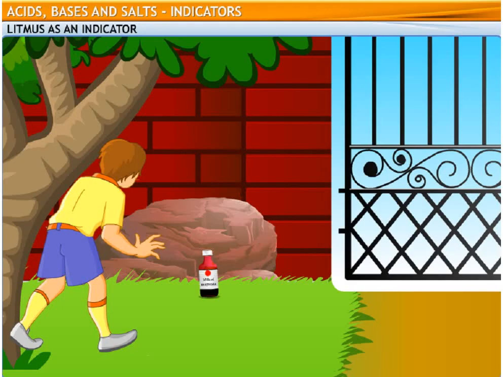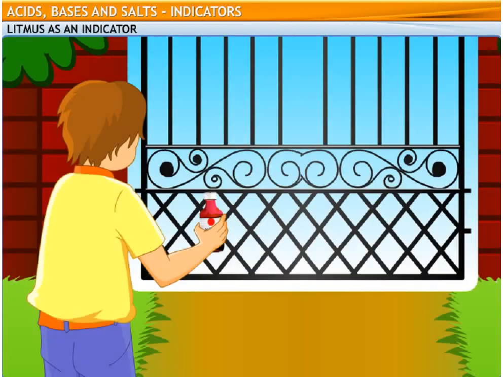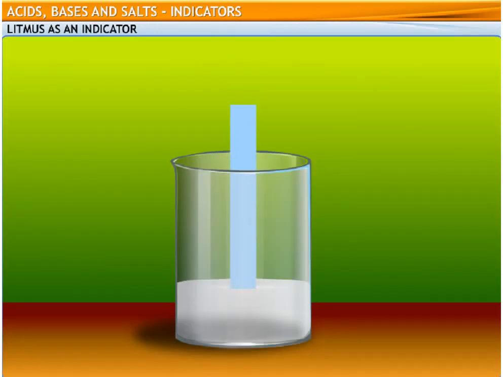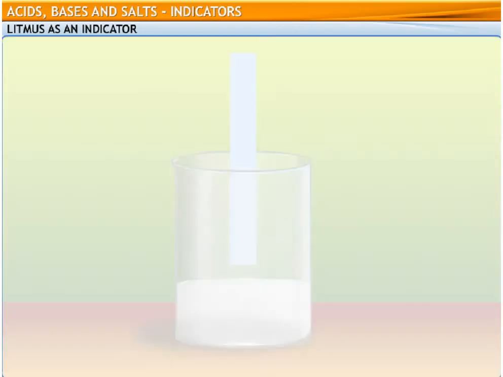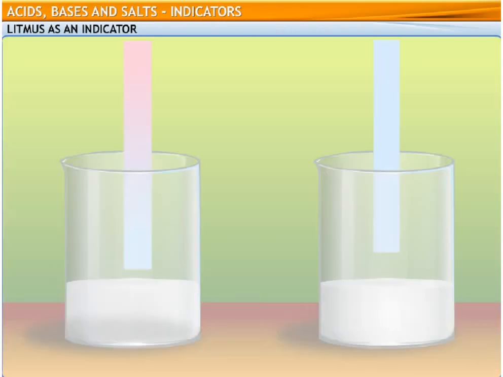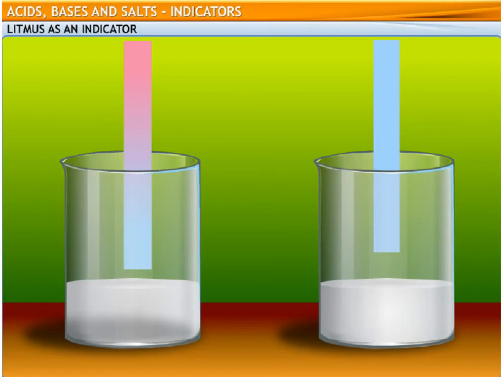Hey, I found another item. Let's test to see if it is acidic. Let's use these strips of litmus paper to find out. The blue litmus paper is still blue. Let's test with the red one. The red strip has turned blue. That means it is a basic substance, not acidic. If it were acidic, it would have remained red.